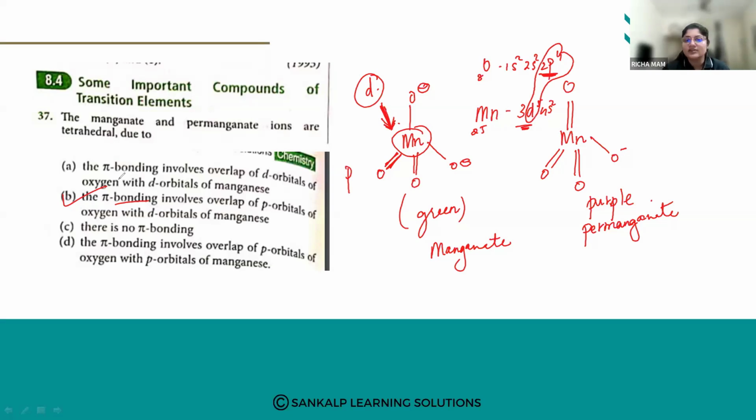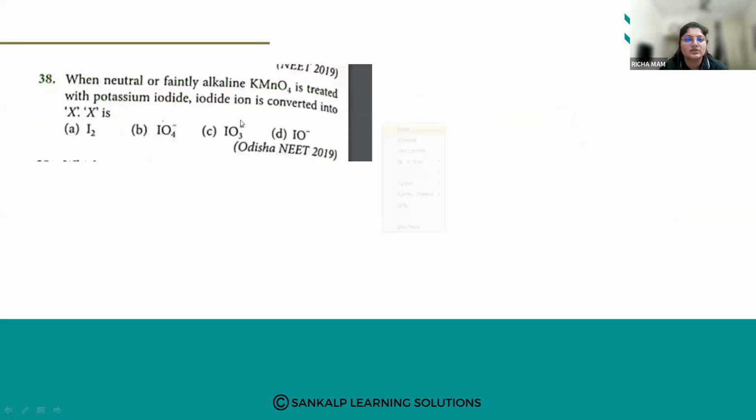Oxygen does not have d orbitals, Sri Varun. If you write the electronic configuration, O8 is 1s2, 2s2, 2p4, so there is no involvement of d orbitals in oxygen. There is involvement of p orbitals of oxygen and d orbitals of manganese. I hope this is clear.